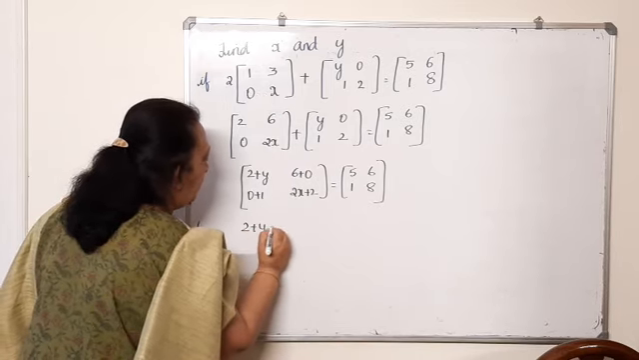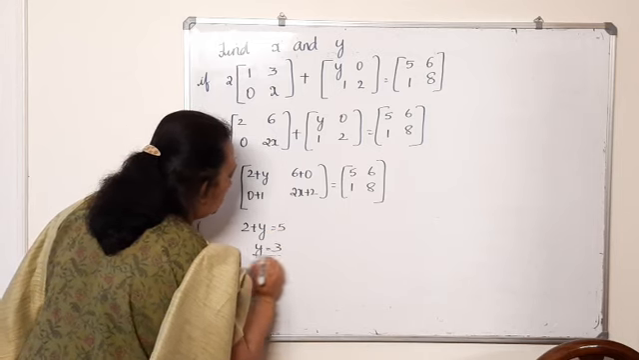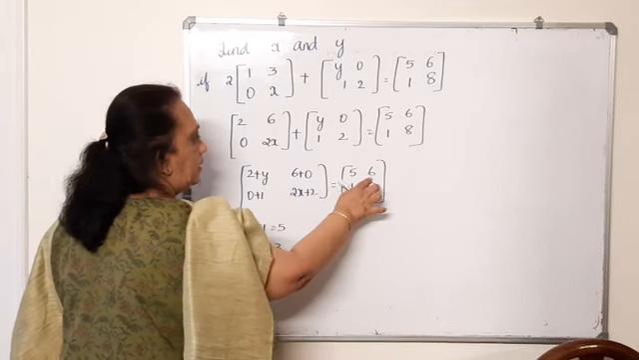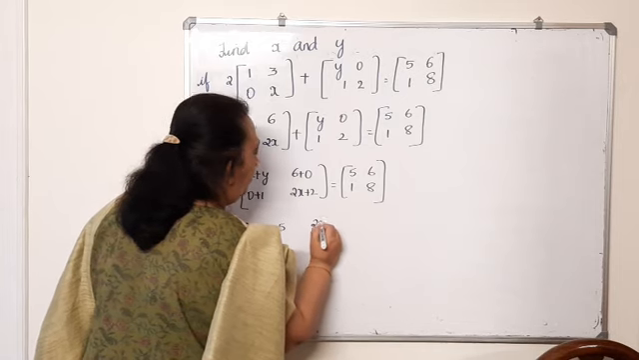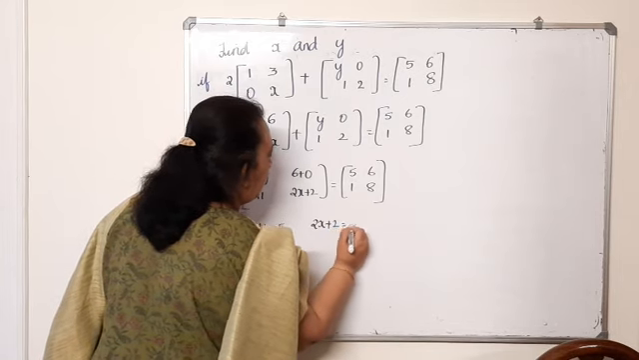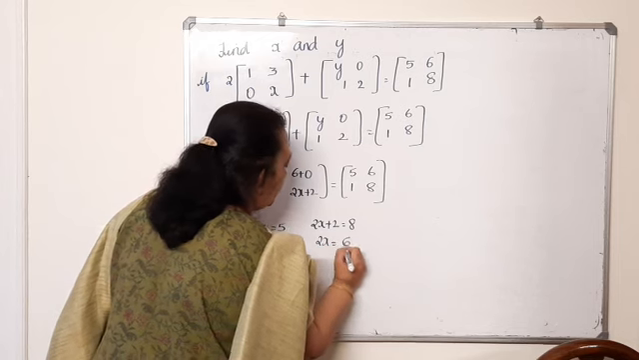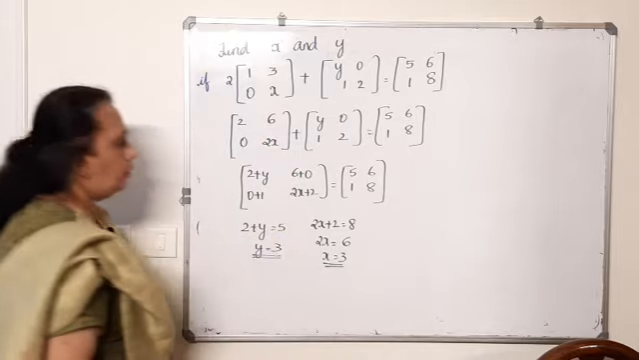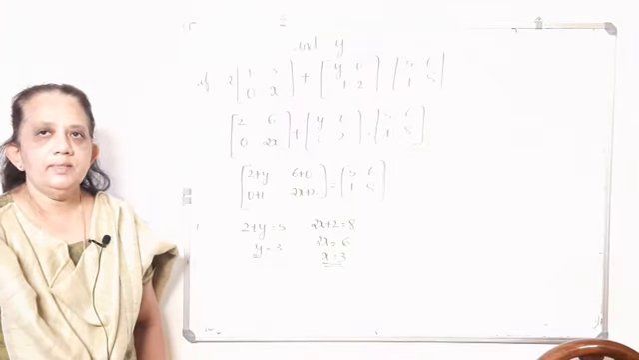2 plus y is equal to 5. So y is equal to 3. 6 plus 0 is 6, 6. 0 plus 1 is 1, 1. Next one we have 2x plus 2 is equal to 8. 2x is equal to 6. X is equal to 3. So what are the values of x and y? The values of x and y are 3 and 3.